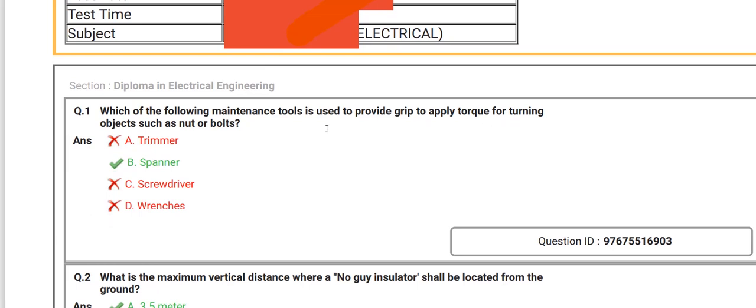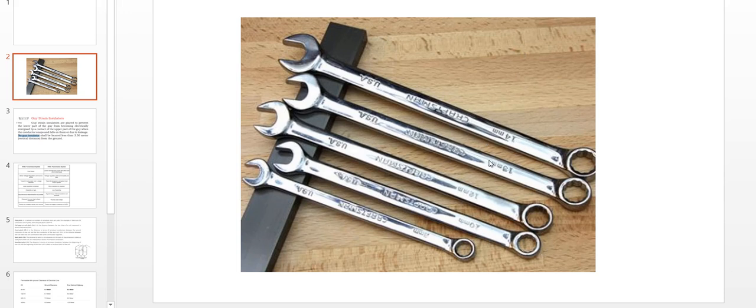Which of the following maintenance tools is used to provide grip to apply torque for turning objects such as nuts or bolts? Okay, so they are asking about gripping something, objects like nuts and bolts. So we know that we call that thing a wrench. Okay, wrench, you heard that. Or spanner. I am showing you that thing. So this is called a wrench, and also called a spanner. Or in Hindi it is pana. You absolutely know that.